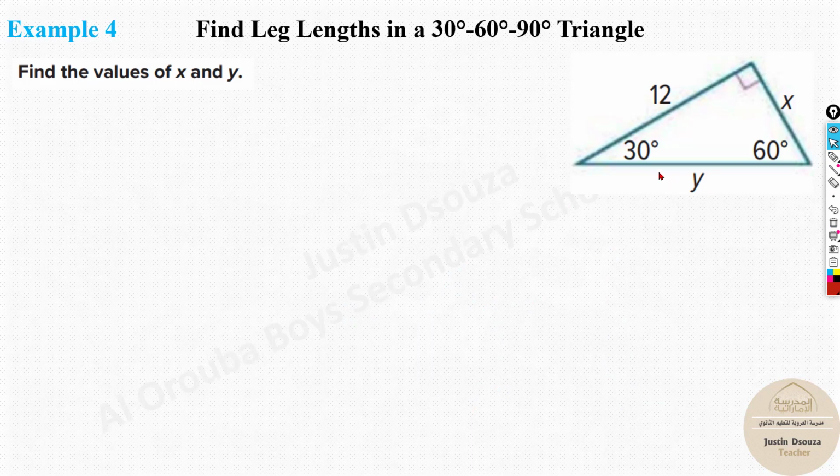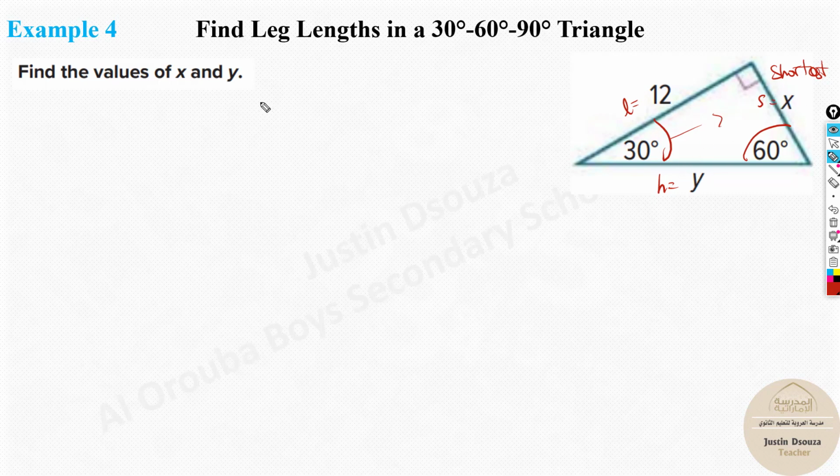Here we have X and Y unknown. No problem, we can easily find them. First, you need to understand what is the shortest length. Whichever is opposite to 30 degrees is the shortest, so that is X. Hypotenuse is this, H. And what about this? This is the longer side, not the longest one. It is L. Longer side L, shortest side X, and hypotenuse is Y.